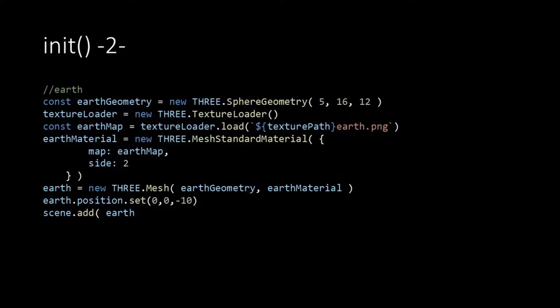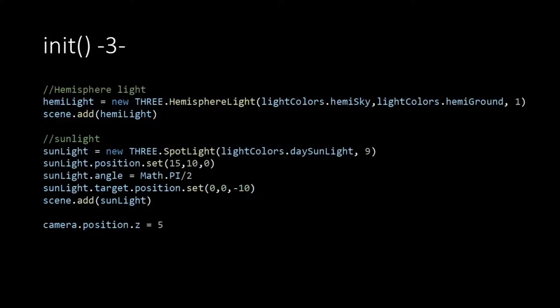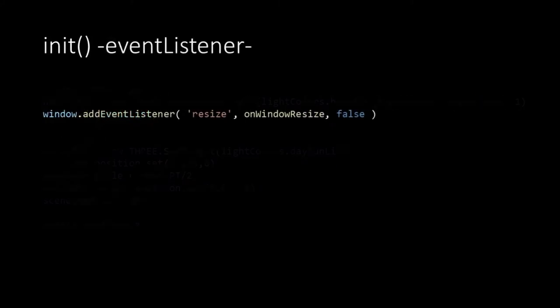Also, you notice that I have removed all semicolons. Since ES6, they are no longer mandatory, and I think it makes for cleaner script when not using them. Defining the lights, you see we no longer use a direct definition of the colors, but we use our lightColors object instead. We end the init function with an event listener. It listens to the resize event and triggers the onWindowResize function.